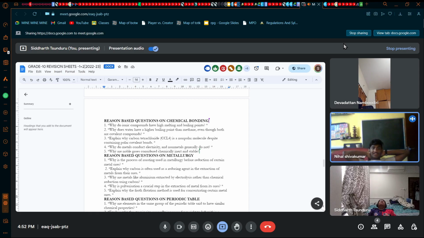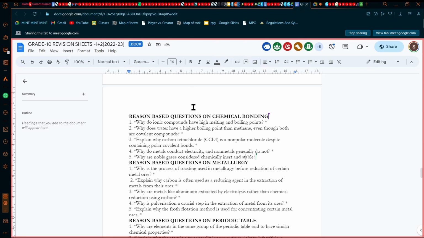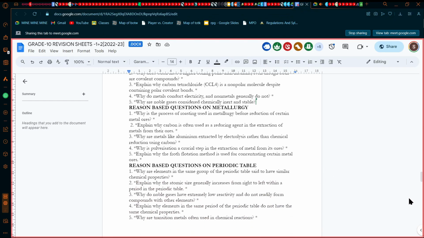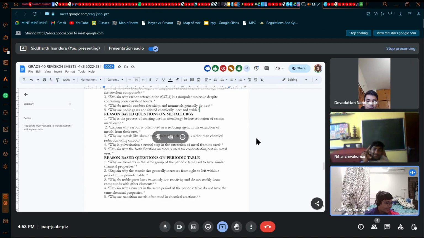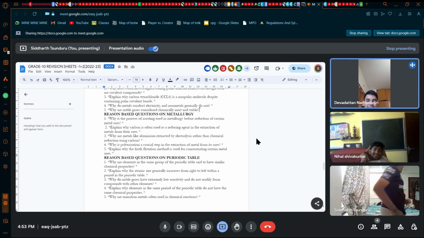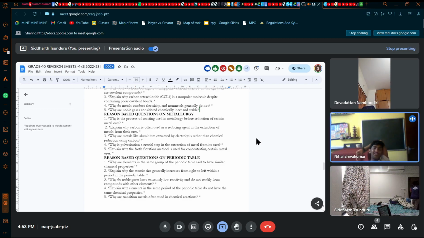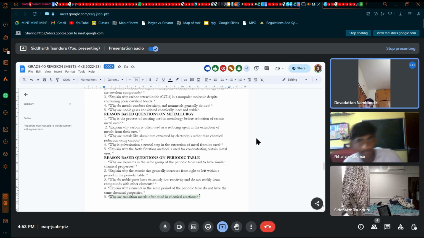Why are transition metals often used in chemical reactions? Bro, let's just take half of the periodic table and throw it in the trash can. Why do we need it? I have zero idea. I'm googling that. No, but actually, why are they used in chemical reactions? Let me Google.